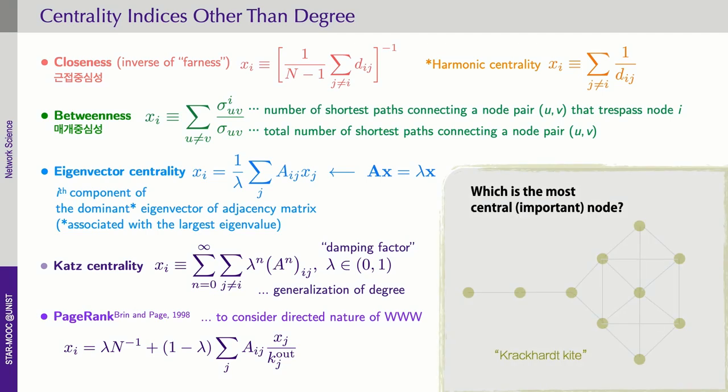So for this toy model called Krackhardt kite, which looks like a kite, right? The most central node varies depending on which centrality measure we use. If you are concerned about the degree centrality, the black dot is definitely the most central node. If you are talking about betweenness, the green node is definitely the most influential, most central node, right? And likewise, we can find the most central node in terms of closeness, and so on.